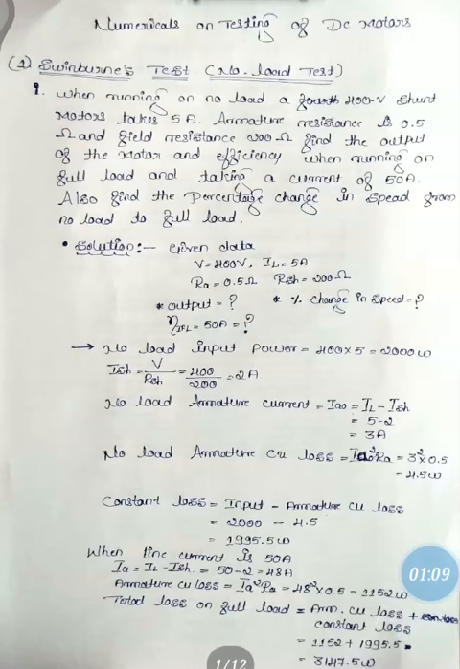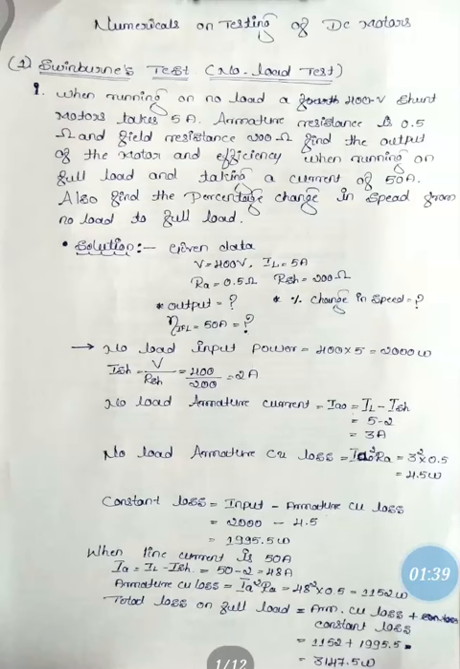The first numerical: when running on no load, a 400 volt shunt motor takes 5 ampere current, armature resistance is 0.5 ohm and field resistance is 200 ohm. Find the output of the motor and efficiency when running on full load and taking a current of 50 ampere. Also find the percentage change in speed from no load to full load.